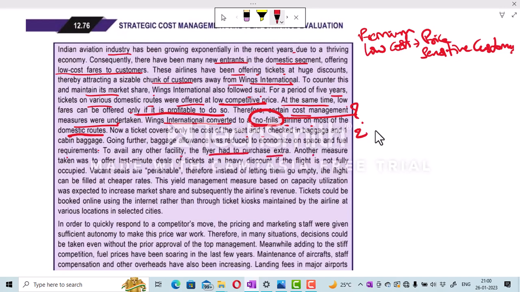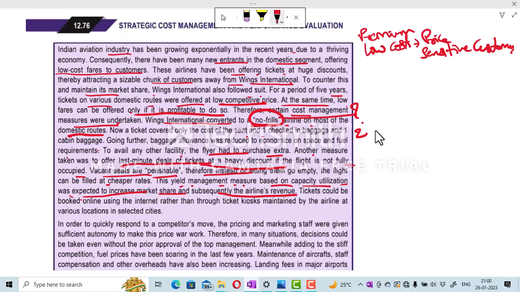Another measure taken was to offer last minute deals on tickets at low discounts if the flight is not fully occupied. Vacant seats are perishable, therefore, instead of letting them go empty, the flight can be filled with cheaper rates. This yield management measure based on capacity utilization was expected to increase the market share and subsequently the airline's revenue.